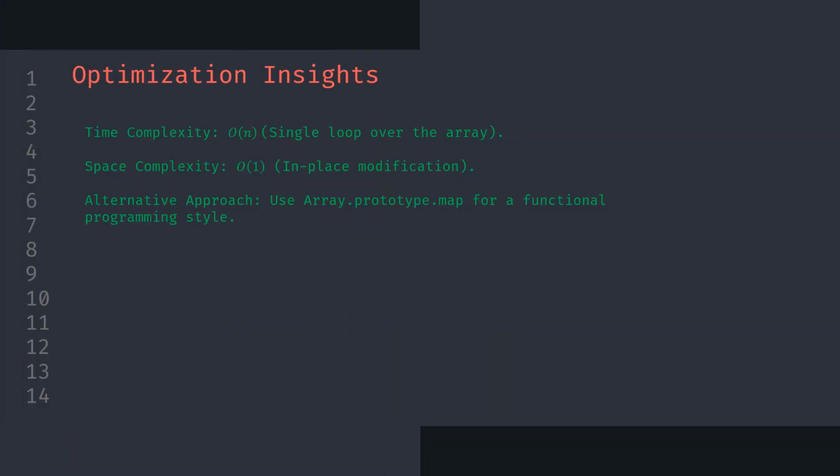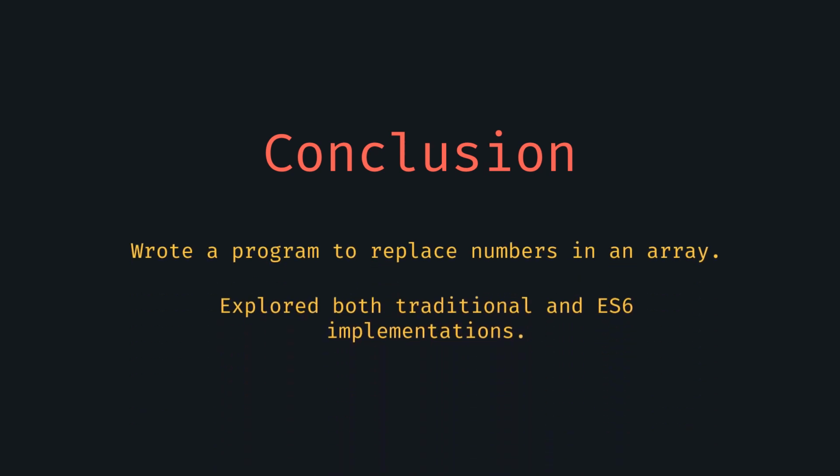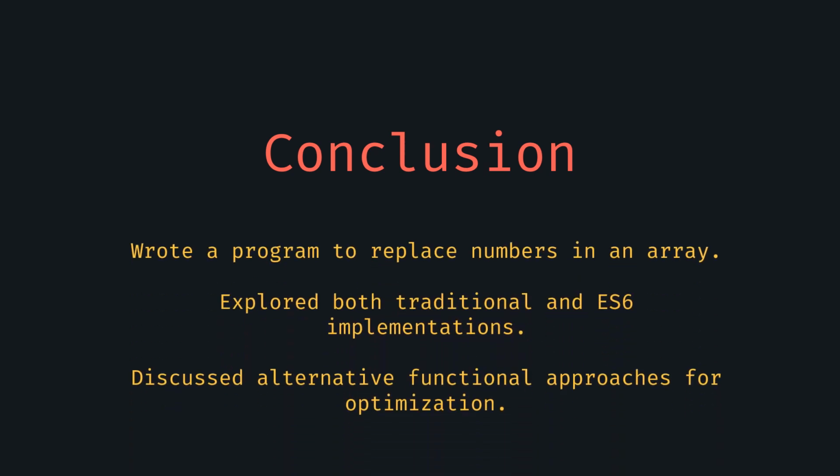This program is efficient with a linear time complexity, since it processes each element only once. For functional programmers, map can be used to create a new modified array without altering the original. In summary, we've built a robust and efficient solution to replace specific numbers in an array, demonstrating multiple approaches for implementation.